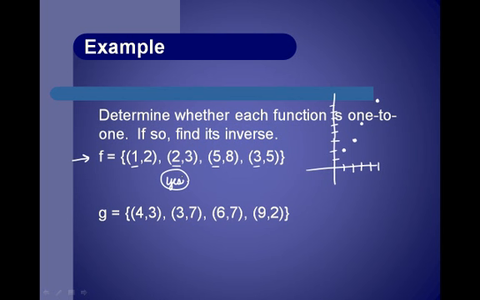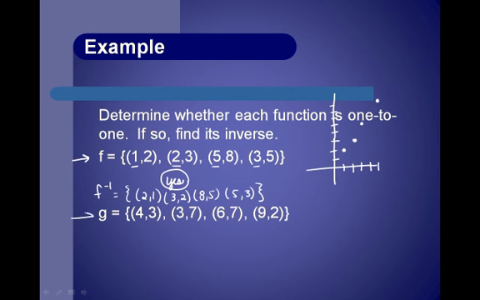To find its inverse, basically we're just going to switch our x's and our y's. So f inverse would look like (2, 1), (3, 2), (8, 5), and (5, 3). Because remember, the domain of f becomes the range of f inverse, and the range of f becomes the domain of f inverse.